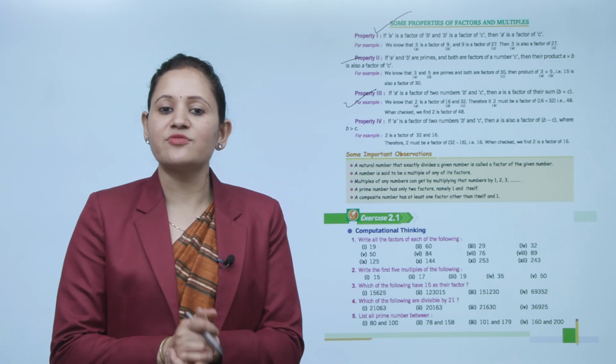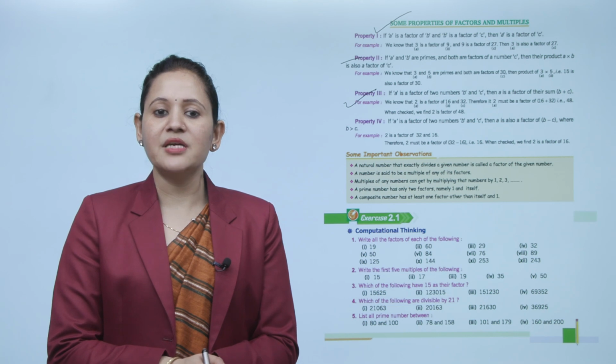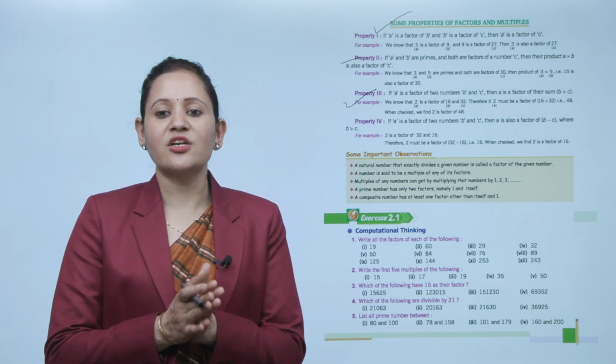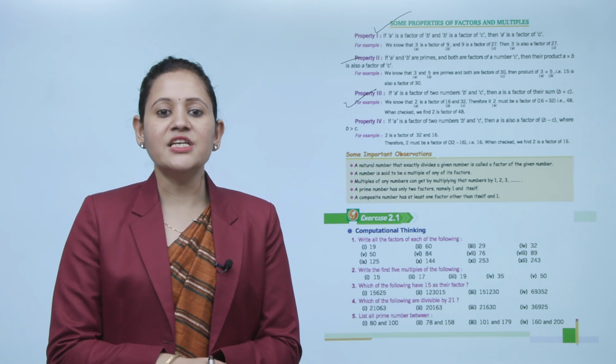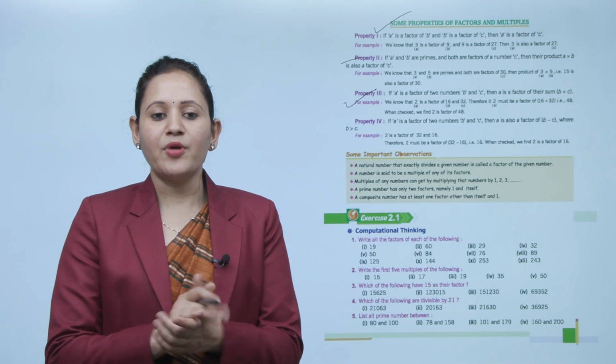Next is property 3. If A is the factor of two numbers B and C, then A is the factor of their sum B plus C. We know that 2 is the factor of 16 and 32. Therefore, 2 must be the factor of 16 plus 32, that is 48. When we check, we find that 2 is the factor of 48.